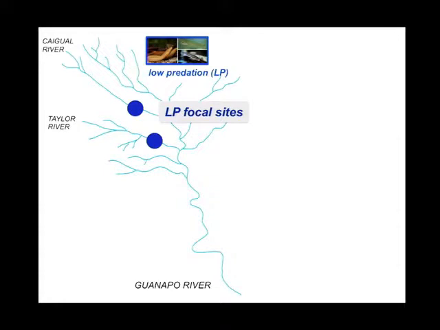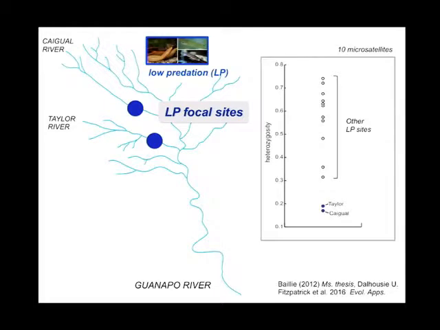So going back to this Guanapo River, this study centers on these two focal populations in the Taylor and the Kaiwall River. These are native guppy populations that were at the upstreammost extent of their range in these two tributaries. They're presumably adapted to the low predation environment. They start out with really low genetic variation, so this is heterozygosity. These are the two focal populations, and this is compared to another set of low predation sites throughout the island in this population genetic study based on 10 microsatellites. So these two populations are really kind of at the extreme end of low genetic variation.